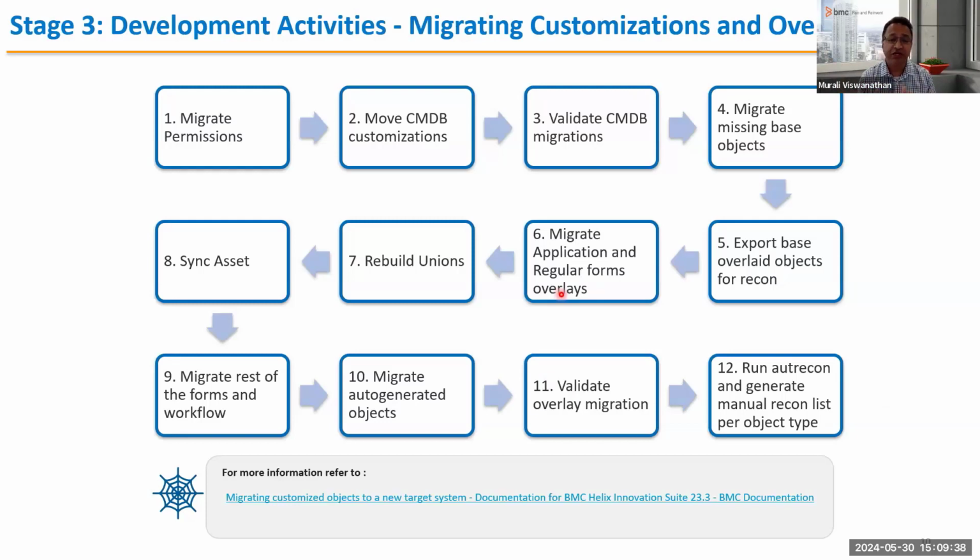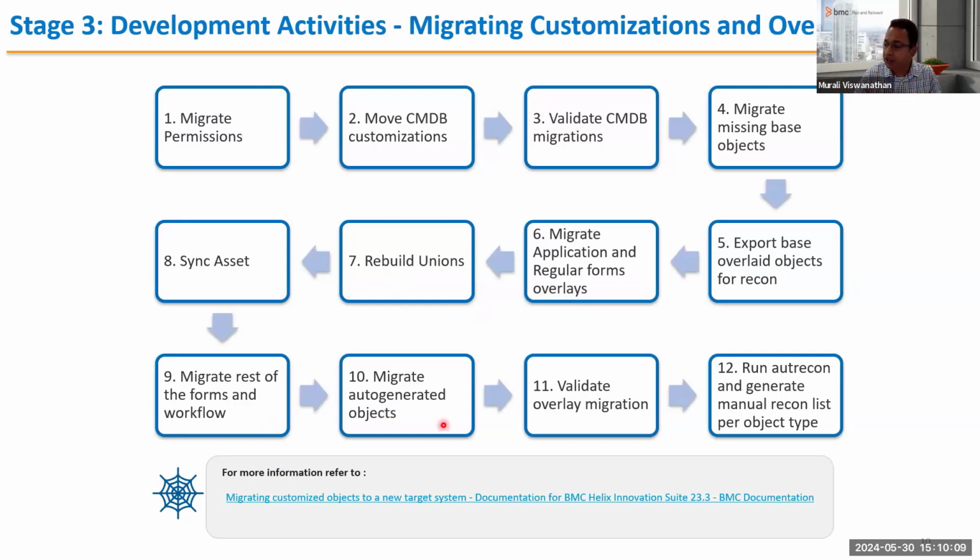Step 6 exports and imports your application regular forms and overlays. Step 7 rebuilds some unions. I'm going to share another screen where I'll walk you through which unions it rebuilds. Step 8: since you're moving your CMDB data, step 8 will sync it to the asset side. That's what it does. And step 9 migrates the rest of the forms, like joins, view and display forms, and anything like workflows. Anything missed out, it'll do.